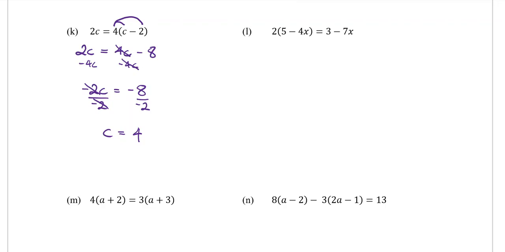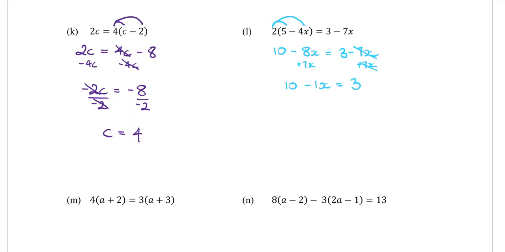Then part L, expanding the brackets first. 2 times 5 is 10, minus 2 times 4 is 8x, equals 3 minus 7x. Okay, again, the letter on the right-hand side is minus 7x, so I want to add 7x. That will leave 10 minus 8 plus 7 is a negative 1, or we'll write negative 1x.